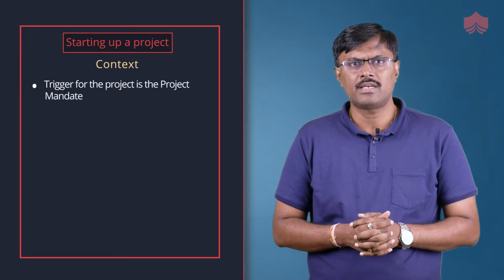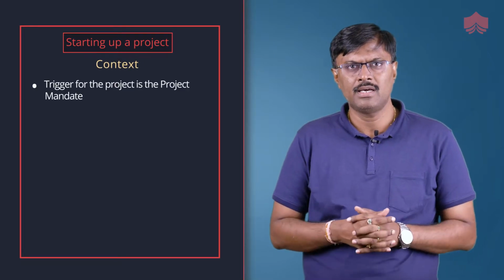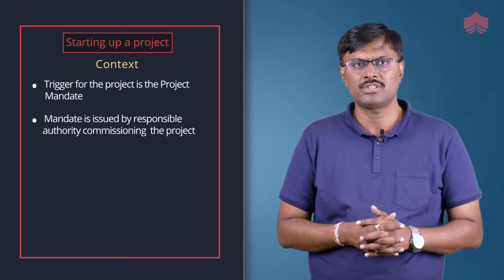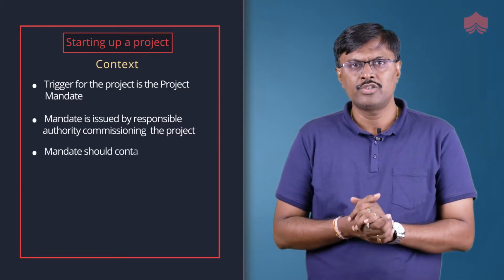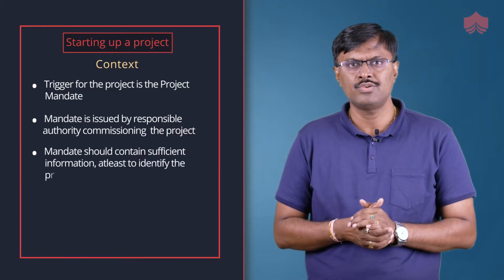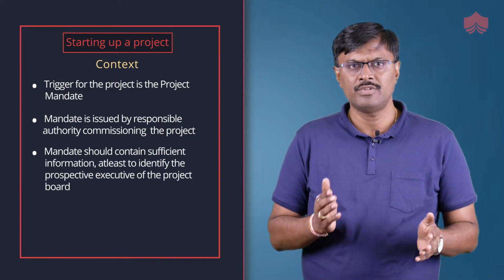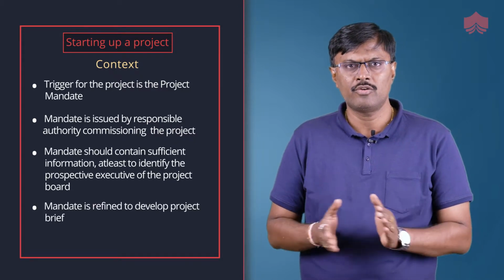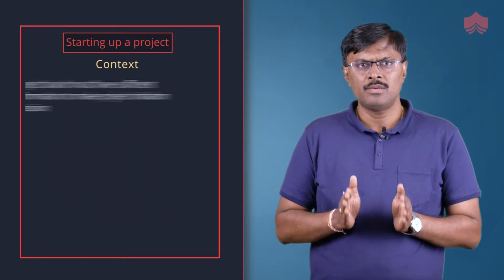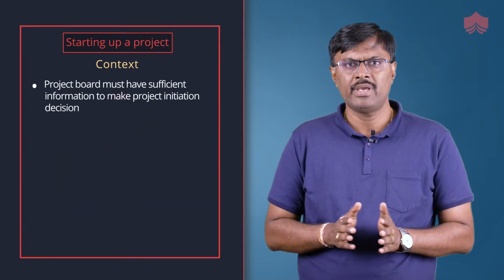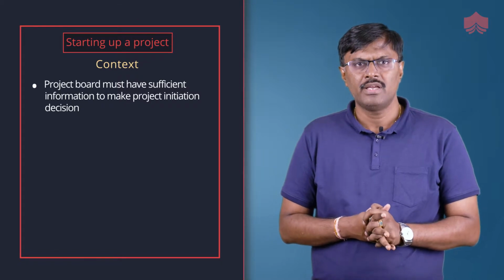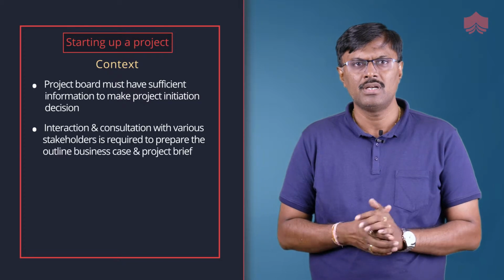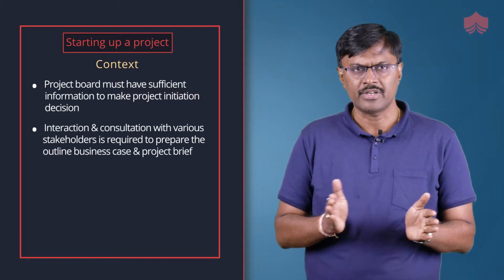Every project needs a trigger, which is basically done by a project mandate issued by a responsible authority who is commissioning the project. A mandate should contain sufficient information at least to identify the prospective executive of the project board. It should help in refining the development of the project brief. The project board must have sufficient information to make the project initiation decision. Interactions and consultation with various stakeholders are required to prepare the outline business case and the project brief.